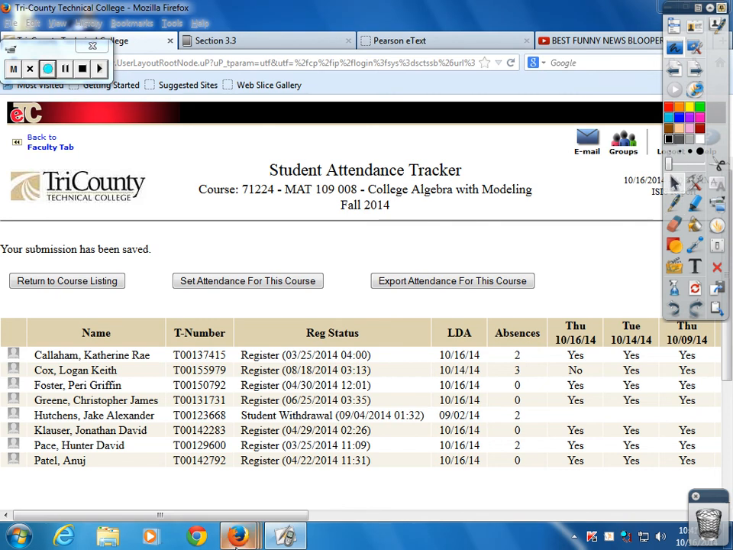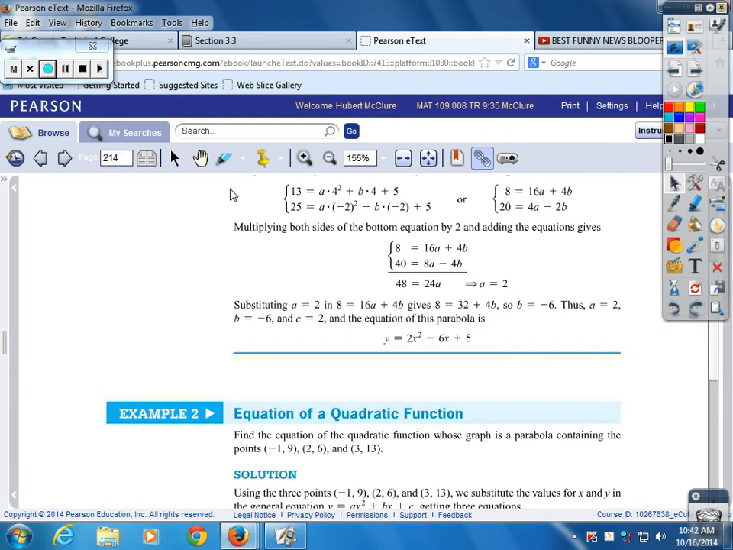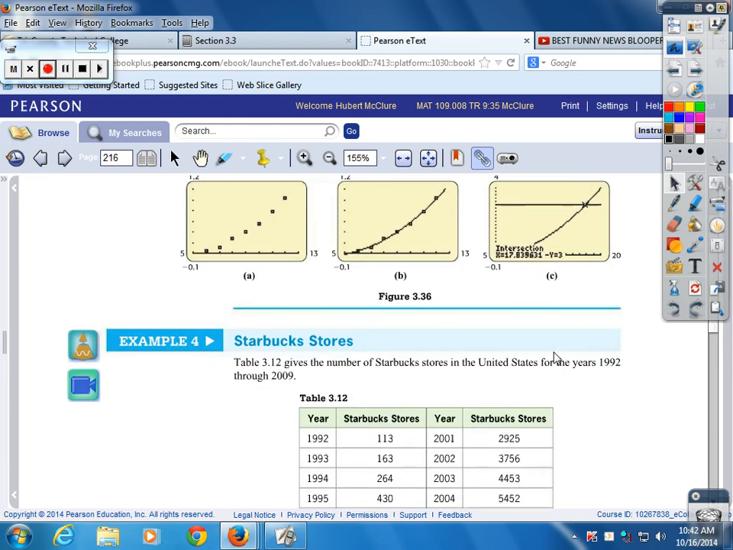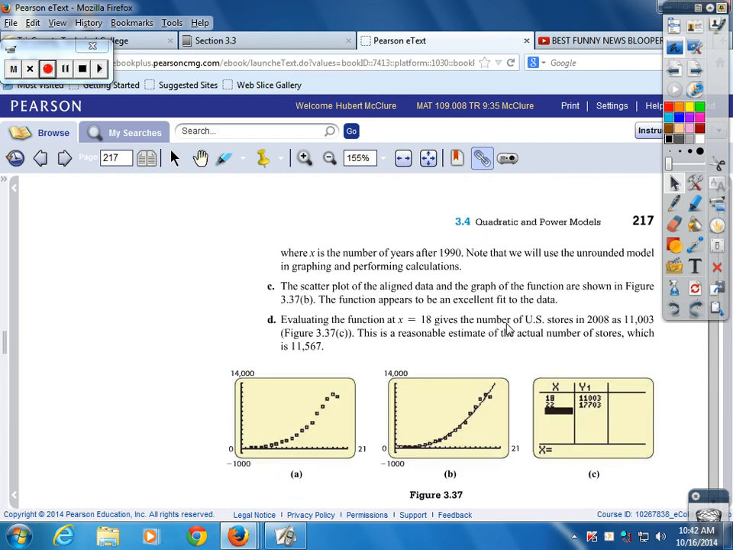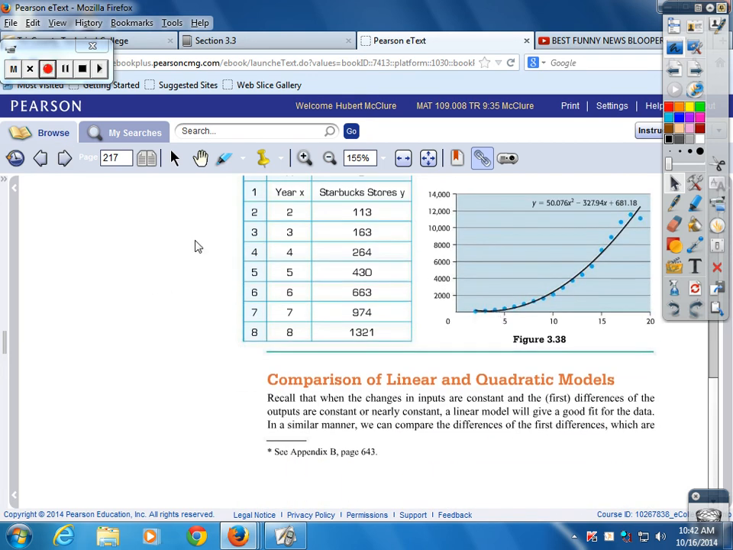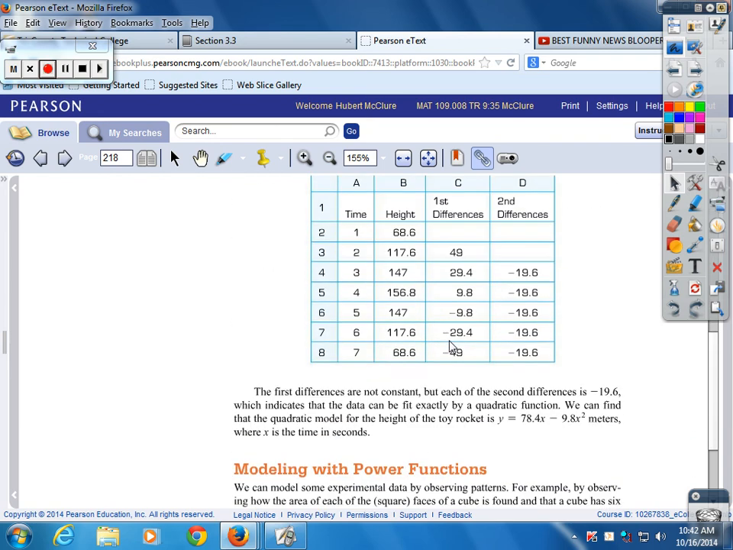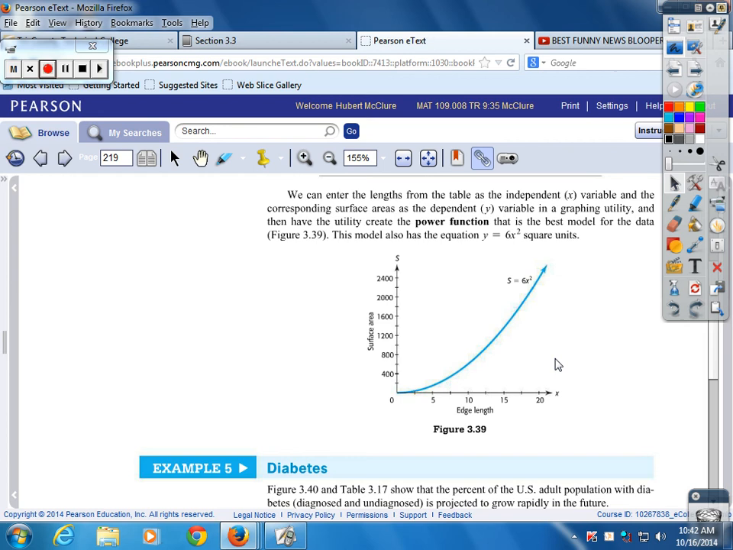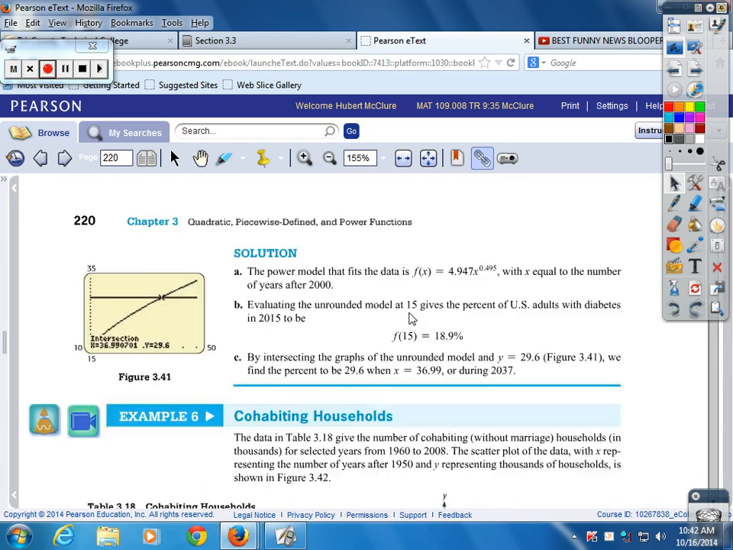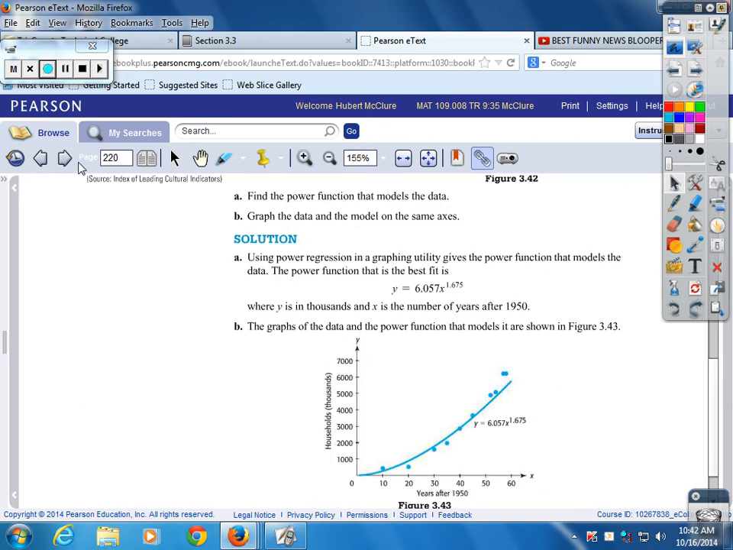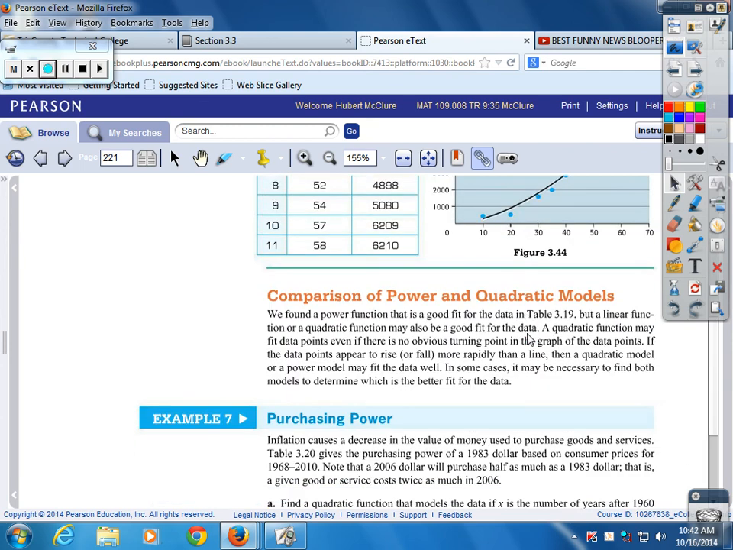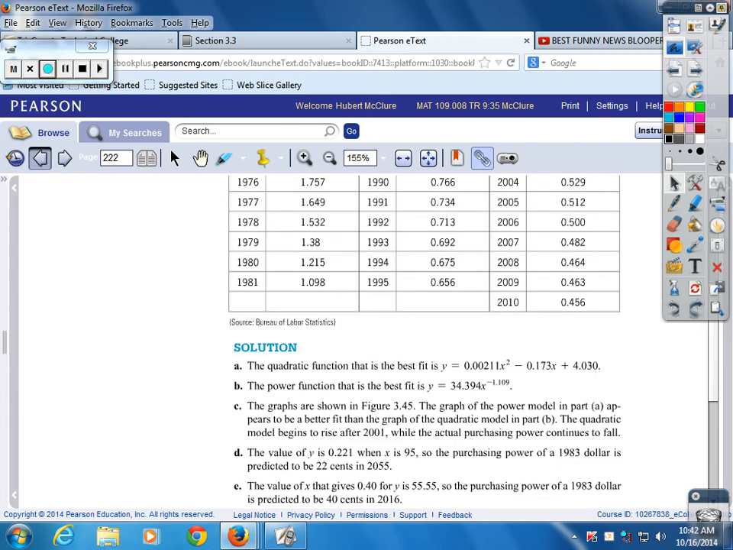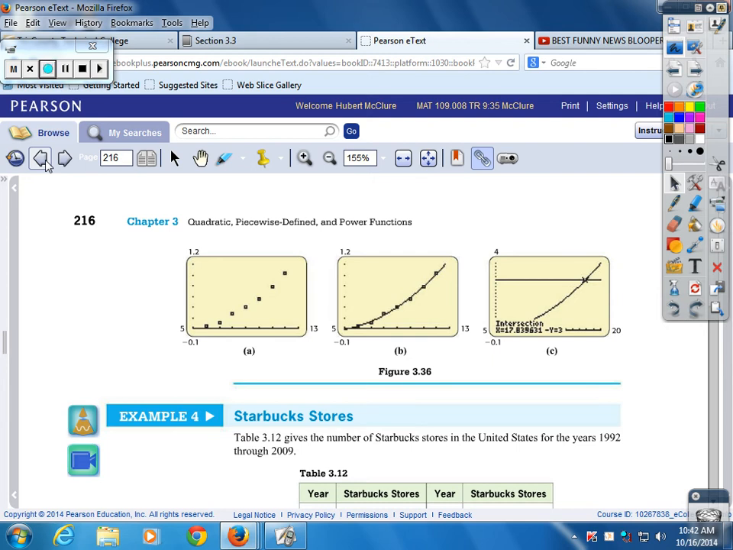A lot of brain work, isn't it? You'll have one of each of those on the test. I'm looking for something that... Alright, let's go back to, I thought the rest of it was just a lot of applications, and that's what it is.